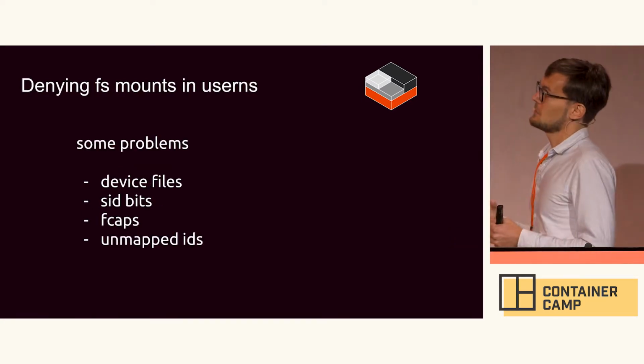Because to understand why file system mounts in user namespaces are actually a pretty big deal or a complicated beast, you need to understand how user namespaces work in more detail. So, okay, you have an extra layer of isolation and security, which is definitely what you want, especially if you run untrusted workloads. But they come with a range of restrictions, obviously.